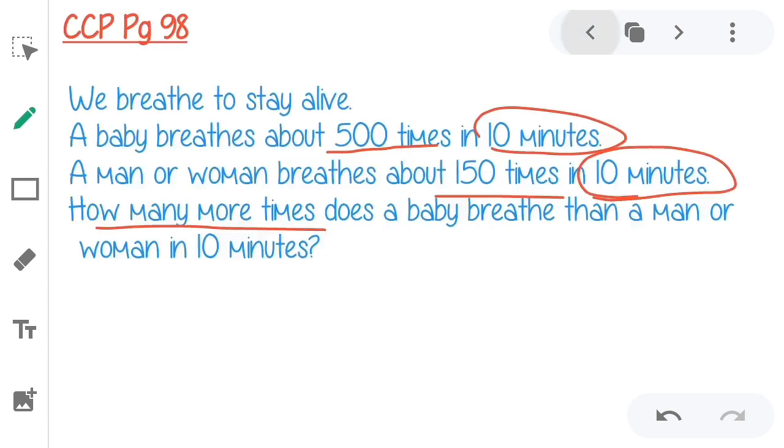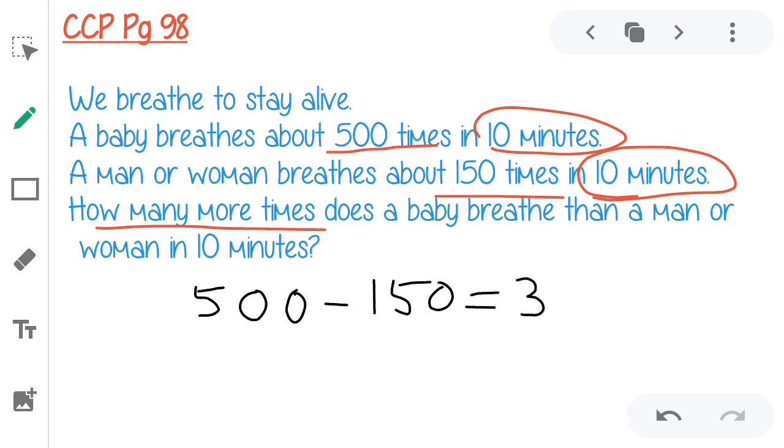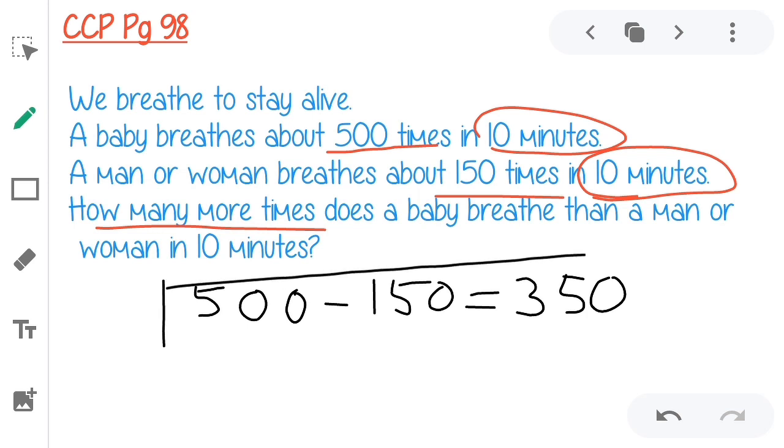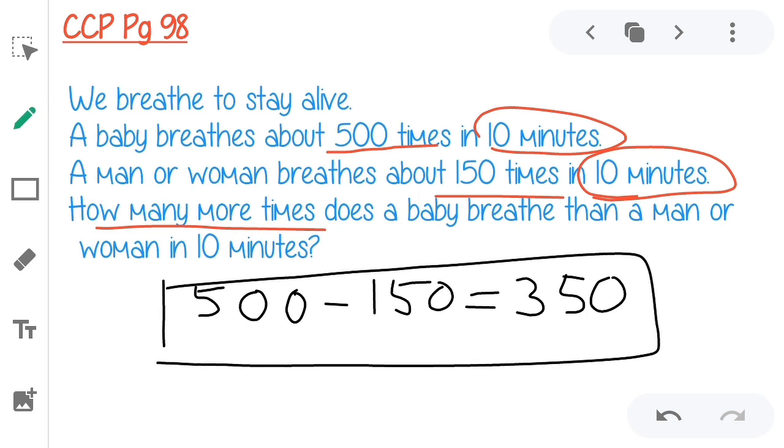So how will we write this answer? This answer should be written in your book only and you will write it as 500 minus 150 is equal to 350. So this is the way how you will write this answer in your maths time book.